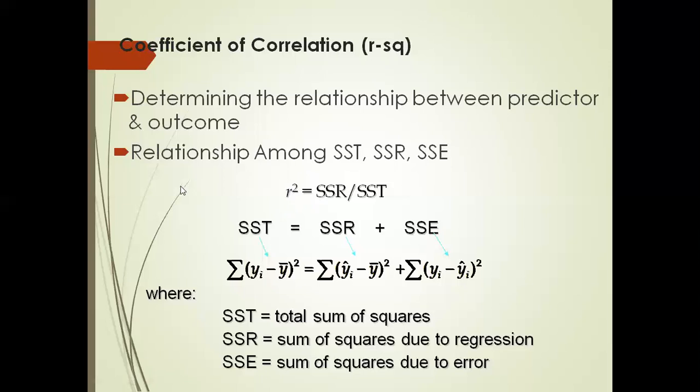Understood this? So how is this coefficient of correlation related to the total sum of squares? SST is the total sum of squares, SSR is the sum of squares due to regression, and SSE is the sum of squares due to error. R square is equal to SSR divided by SST. And the total sum of squares equals the sum of squares due to regression plus the sum of squares due to error. This is the regression model equation.